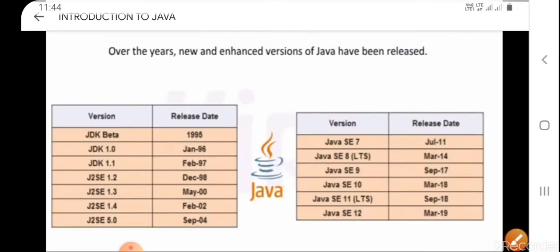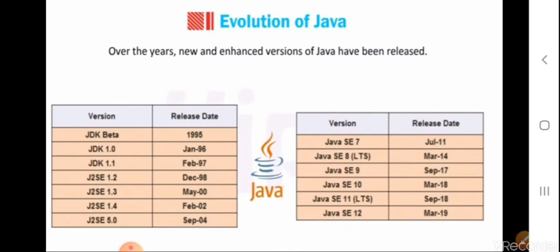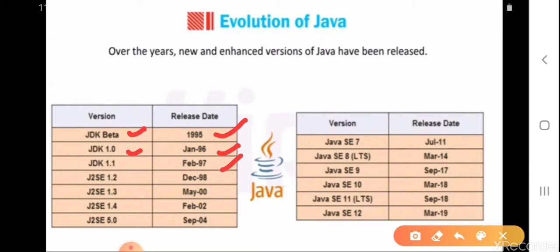So over the years, new and enhanced versions of Java have been released. Look over here. In the year 1995, they released the JDK beta version. In 1996, they released JDK 1.0. In 1997, JDK 1.1 was released, and so on. They kept on updating Java. Then in July 2011, they released Java SE 7. In 2014, they released Java SE 8.